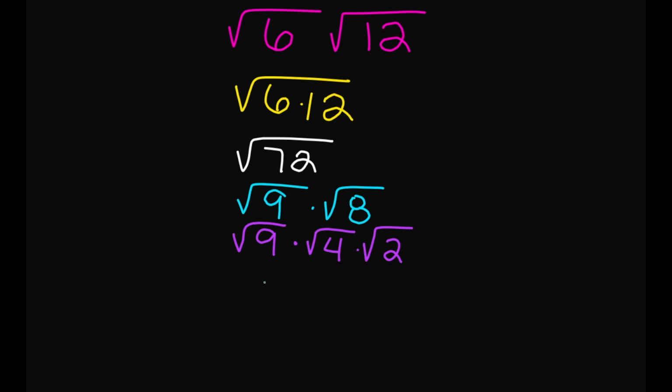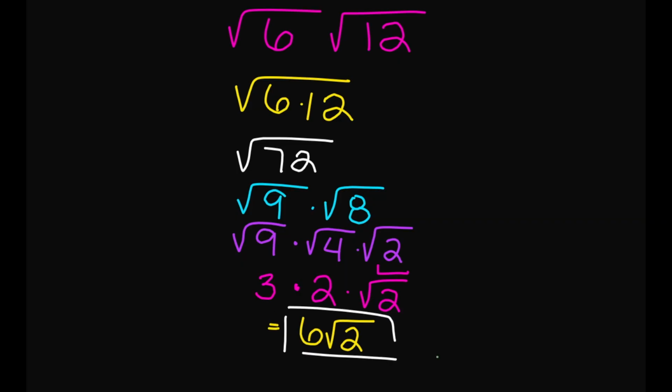The square root of 9, this is going to equal 3 times the square root of 4. This is going to equal 2. And then we have times the square root of 2. I cannot simplify that any further, so we are just going to write the square root of 2 here. And now we're going to multiply. So we have 3 times 2. This is going to equal 6. And then you have your square root of 2 here. And your final answer here is going to be 6 times the square root of 2.